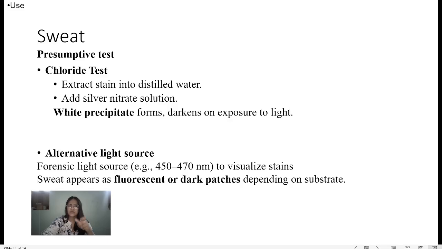This is actually a presumptive test. Different substances can show fluorescence, so this does not confirm the presence of sweat. The significance of this test is that it is useful for locating stains which aren't visible to the naked eye. This is not confirmatory.